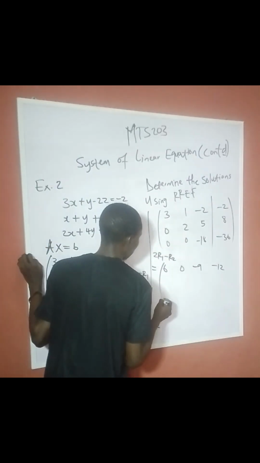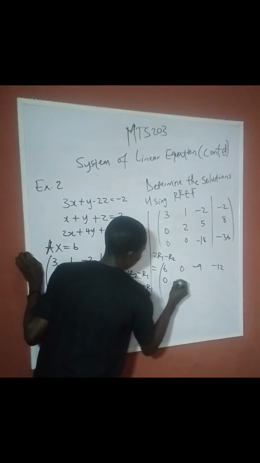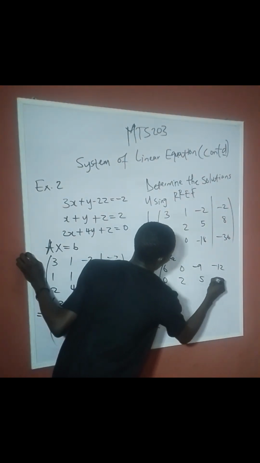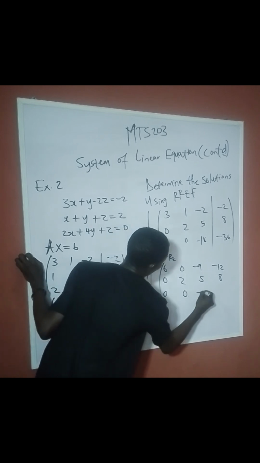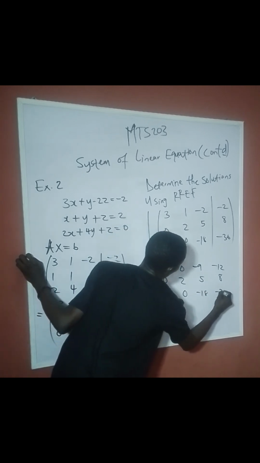Okay, let me rewrite my second row: 0, 2, 5, 8, and the third row: 0, 0, minus 18, minus 36.